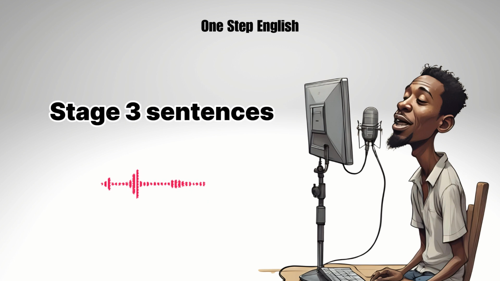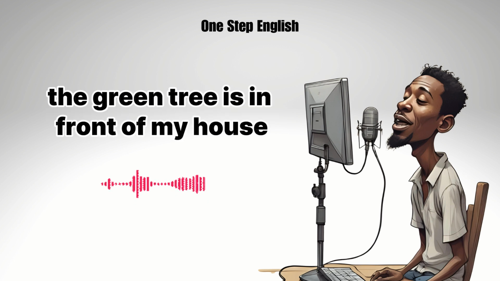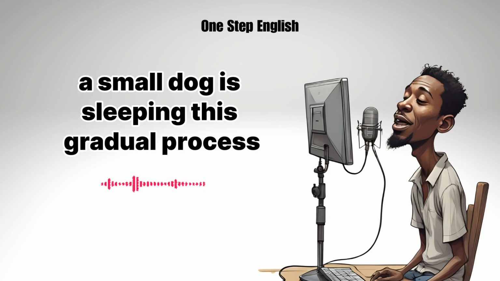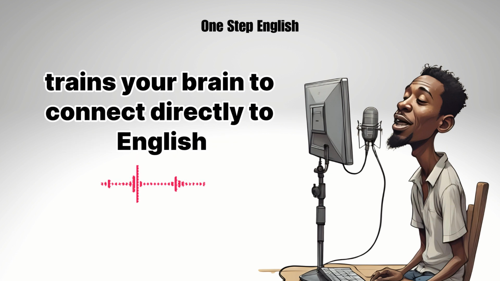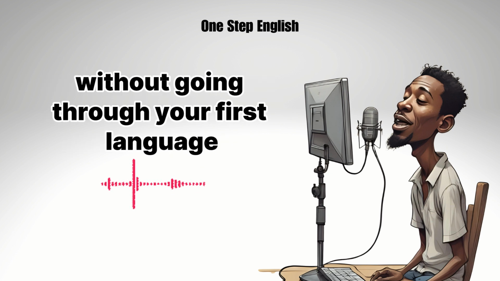Stage 3. Sentences. The green tree is in front of my house. A small dog is sleeping. This gradual process trains your brain to connect directly to English without going through your first language.